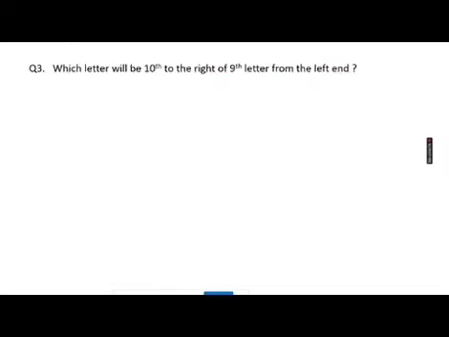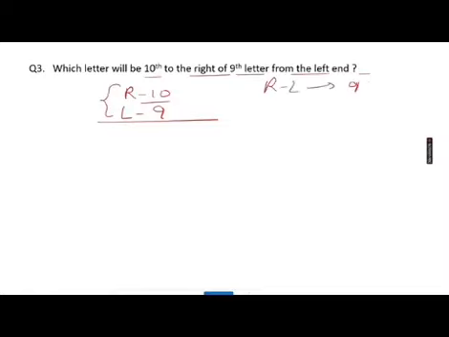Next question is, which letter will be 10th to the right of ninth letter from the left end? Which letter will be 10th to the right of ninth from the left end? Here both the directions are given opposite. And in case of opposite direction, we have to add the values, right? So on adding the values, we are getting 19.